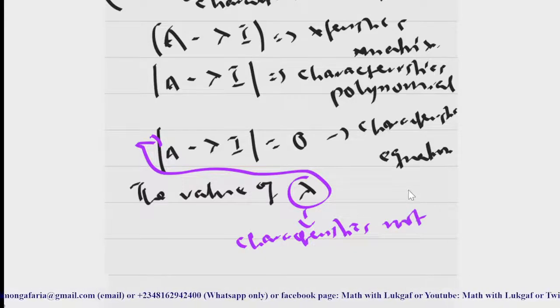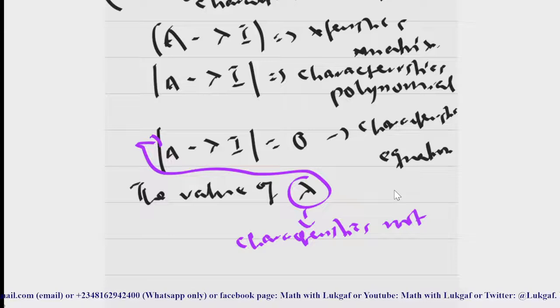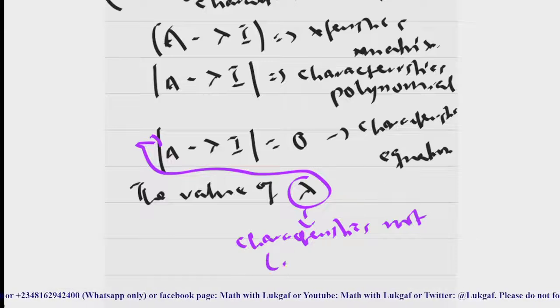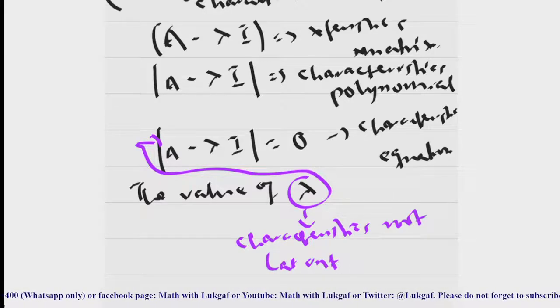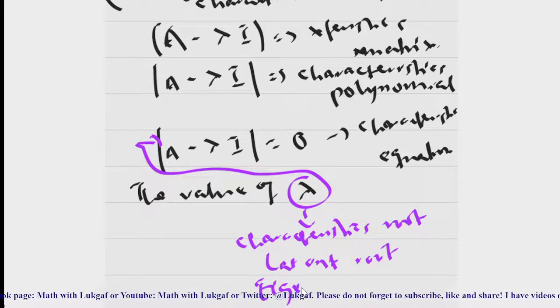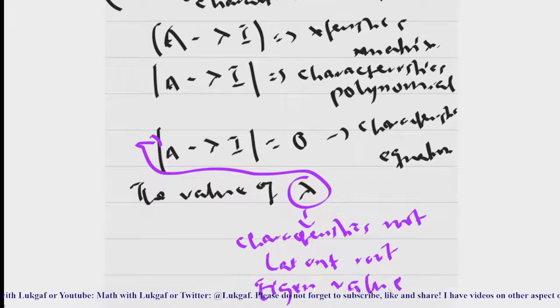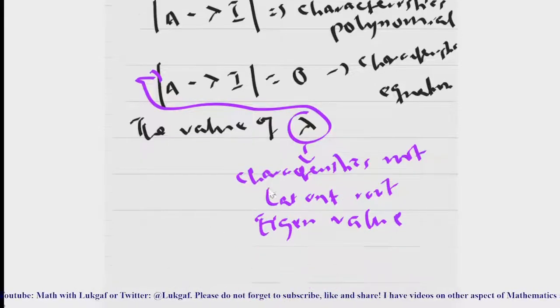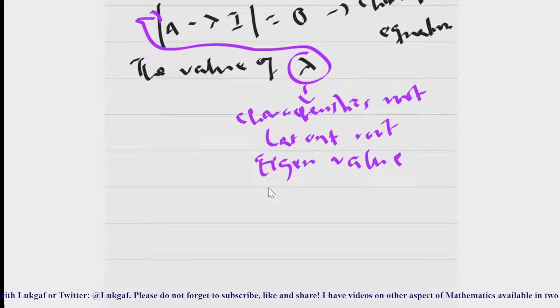In some textbooks they call it latent root. You understand now? So it can also be referred to as latent root or eigenvalue. When you are asked to find the eigenvalue, you don't need to stress yourself. Just find the characteristic equation, and the value of lambda satisfying that particular equation is known as your eigenvalue, latent root, or characteristic root.